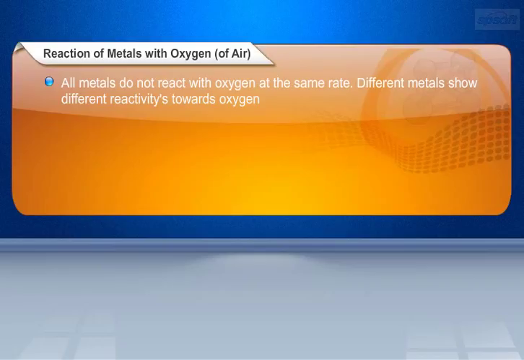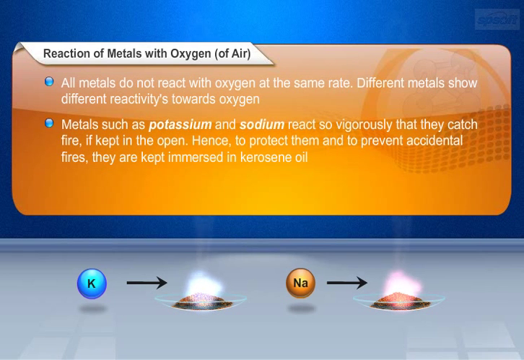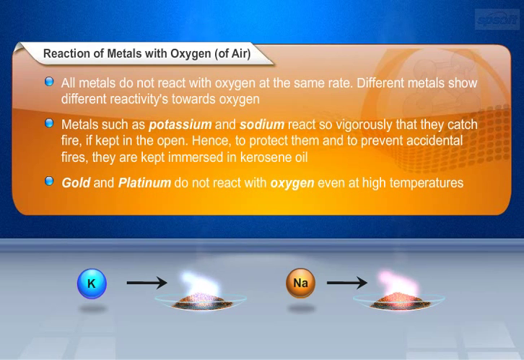Different metals show different reactivities towards oxygen. Metals such as potassium and sodium react so vigorously with oxygen if kept in the open. Hence, to protect them and to prevent accidental fires, they are kept immersed in kerosene oil. Gold and platinum do not react with oxygen even at high temperatures.